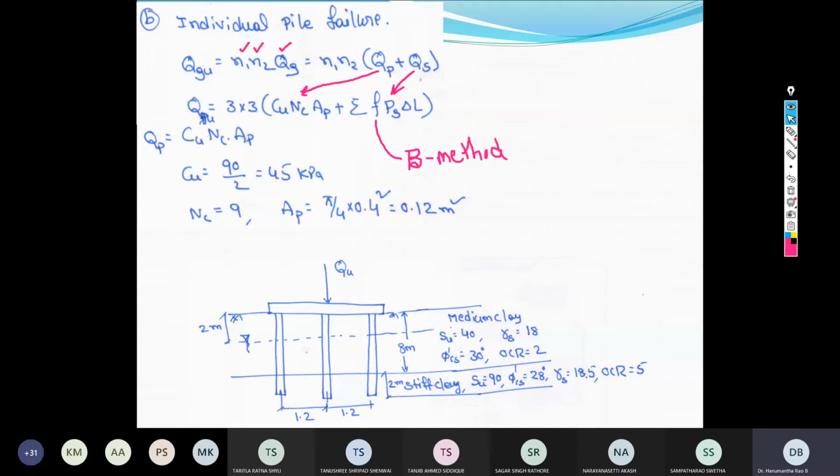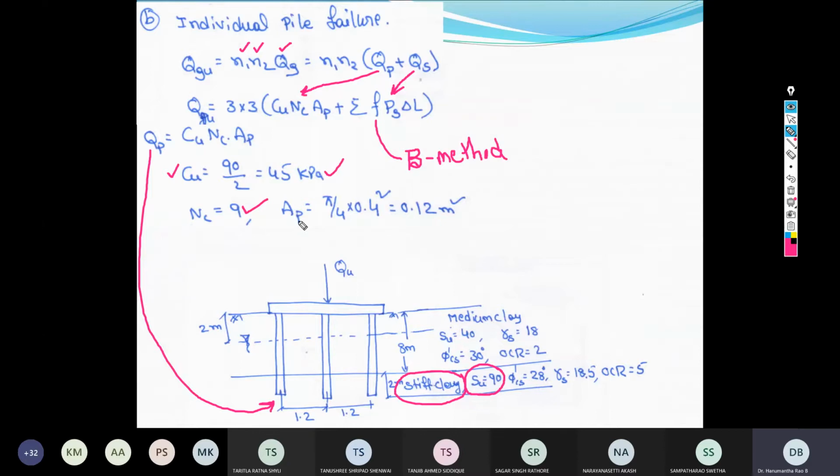So QP is a straightforward calculation. Again, the rule is that when you calculate the point bearing capacity, you must pay attention to where the pile tip is resting. Is it resting in the stiff clay or the medium clay? Herein, the pile tip is resting in stiff clay, for which the undrained shear strength is 90 kilopascals. So from the undrained shear strength, Cu can be calculated as Su by 2, that is 90 by 2, that is 45 kilopascals. Nc is 9, a fixed value.